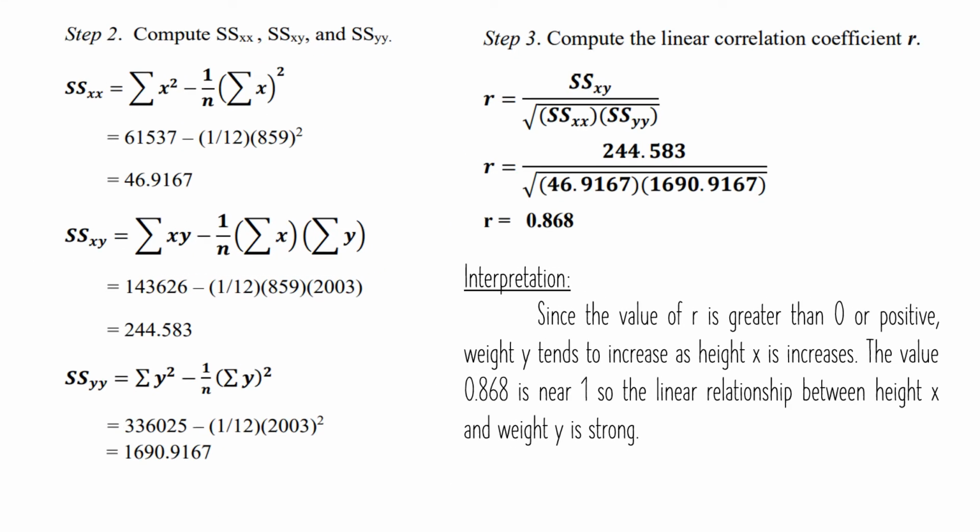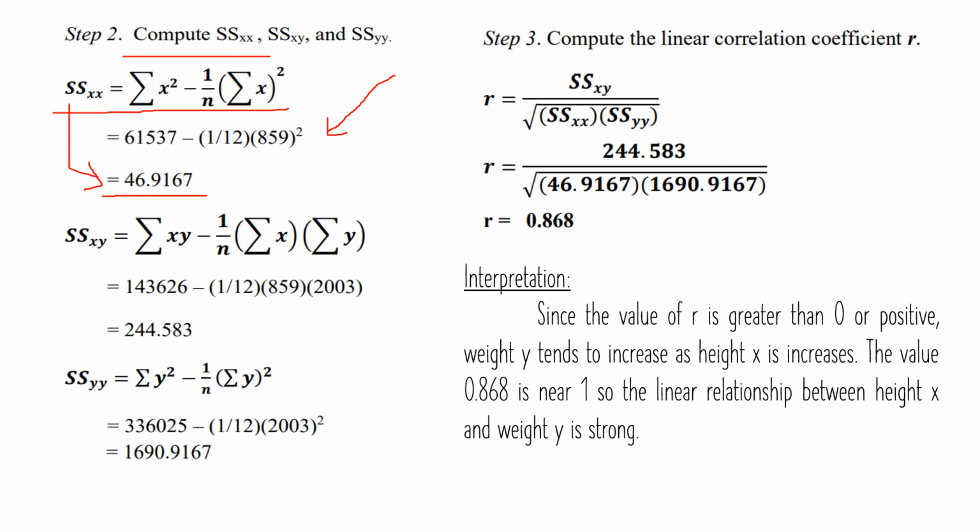So for step number 2, compute for SS sub XX, SS sub XY, and SS sub YY. There's a given formula here. We simply substitute the given values for your summation of x squared and summation of x. Then we arrive at 46.916167. That will be the value of your SSXX.